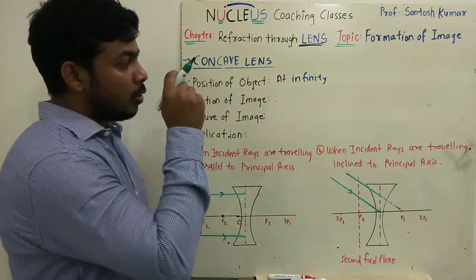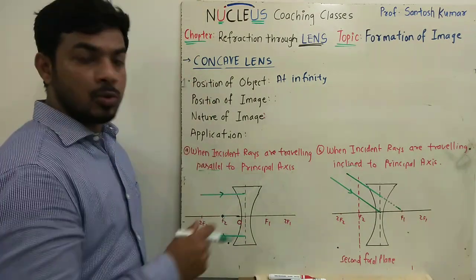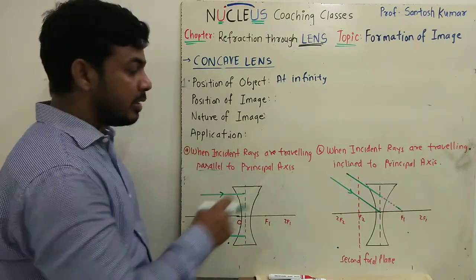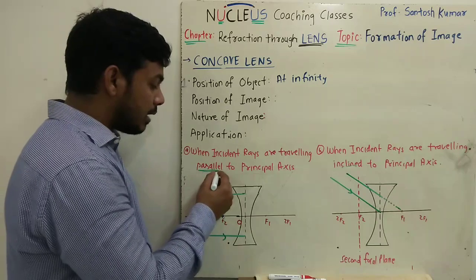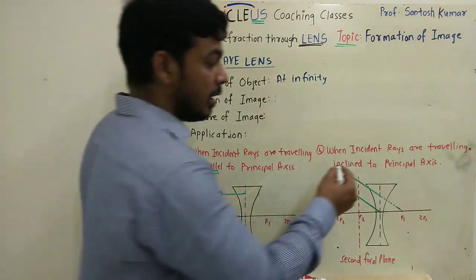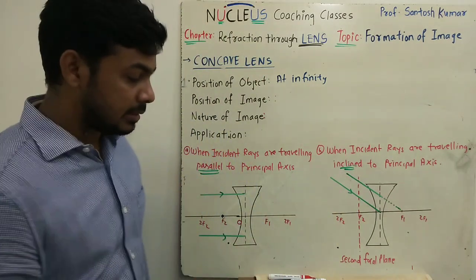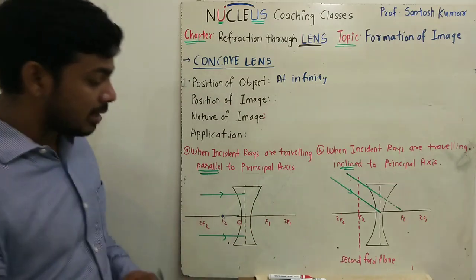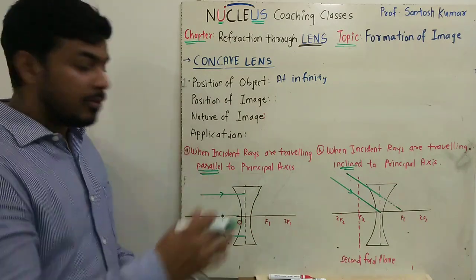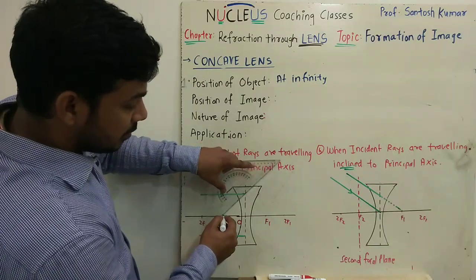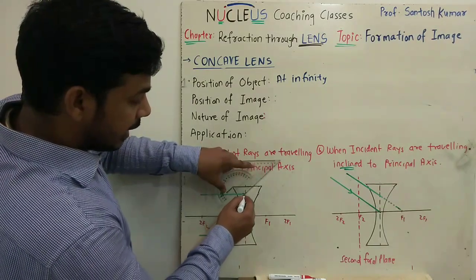So for the object kept at infinity we have got two cases: when the incident rays coming from infinity are travelling parallel to the principal axis, or the incident rays coming from infinity are travelling inclined to the principal axis. So let's talk about the first case, when the incident rays are travelling parallel to the principal axis. Then definitely after refraction the rays appear to be diverging from the second principal focus.